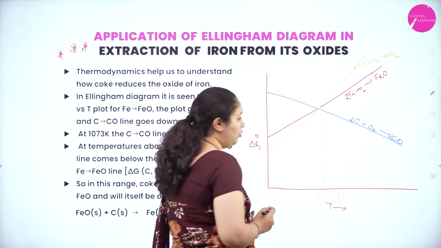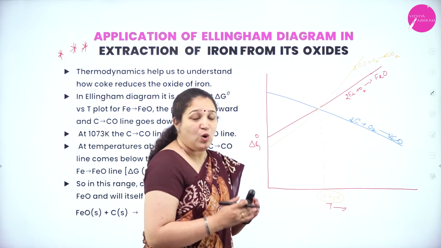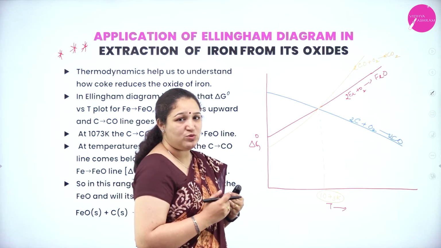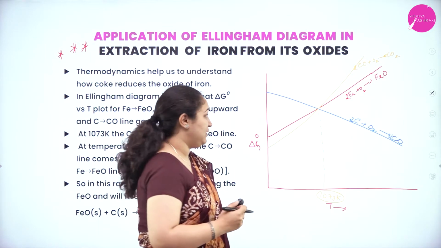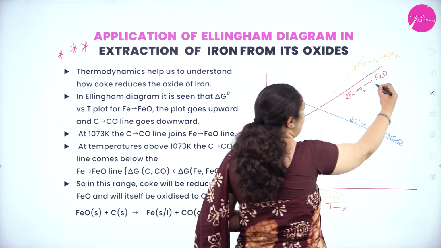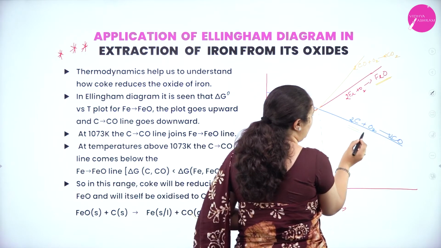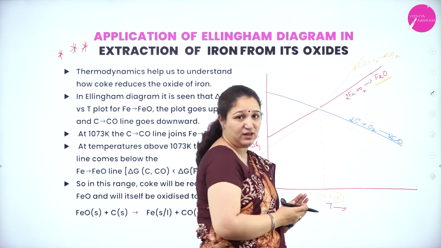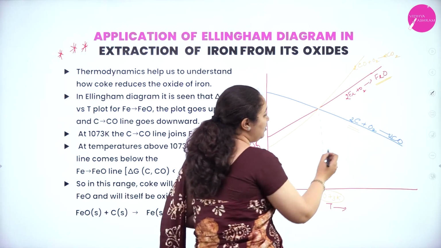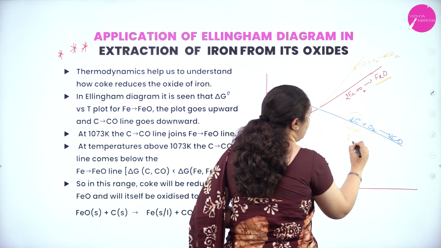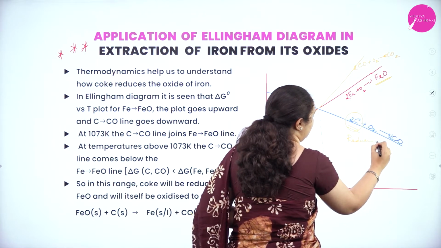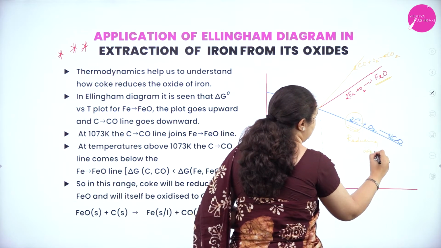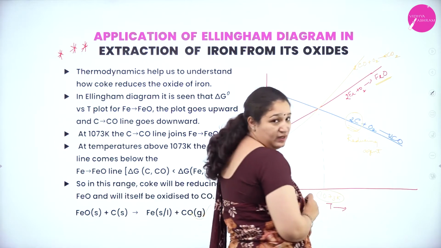Now if you observe very carefully, which can I use as a reducing agent, and at which temperature? See here, iron oxide I have above and coke to carbon monoxide I have below after 1073. That means I can use coke as a reducing agent. Correct?